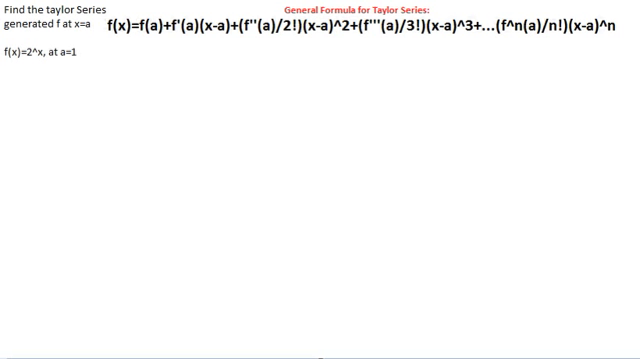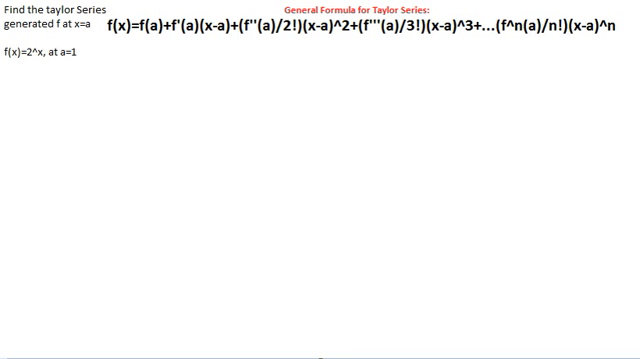Good morning. So, the series I have been assigned to teach is the Taylor series. The question at hand is finding the Taylor series generated by f at x equals a. The function is f of x equals 2 to the x at a equals 1. Okay, to start off, let me give you a general preview of the Taylor series.